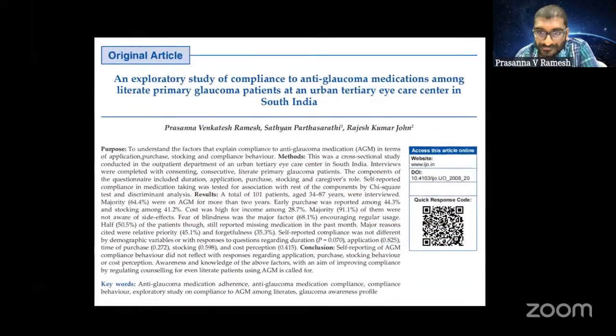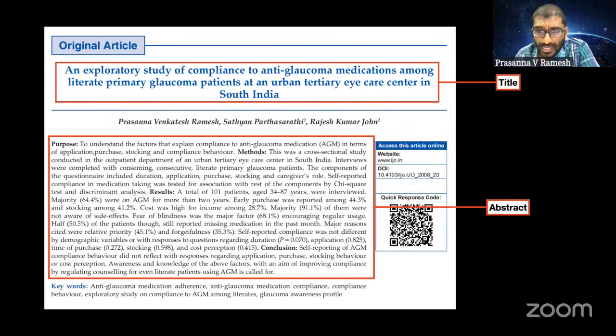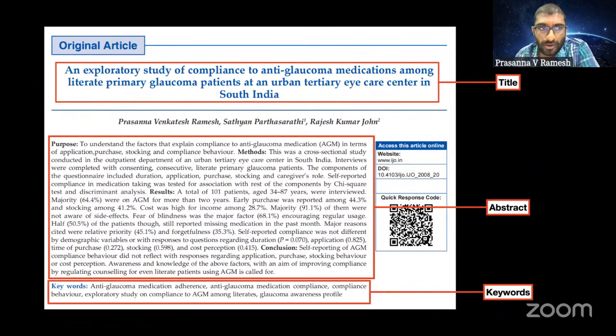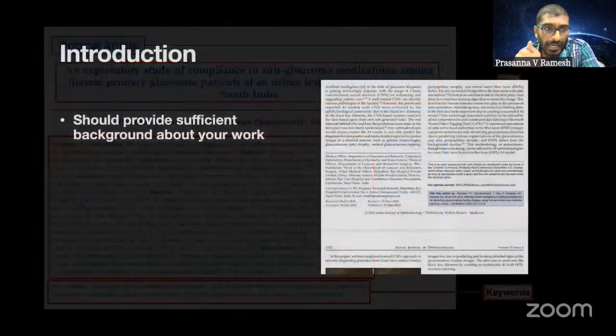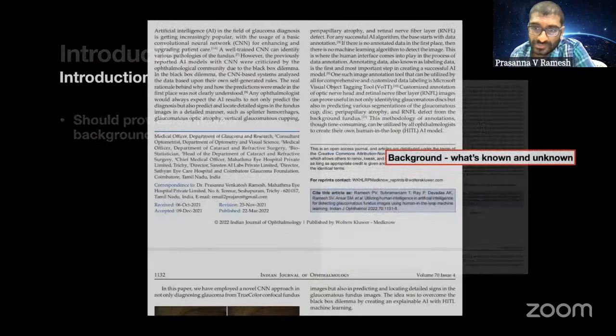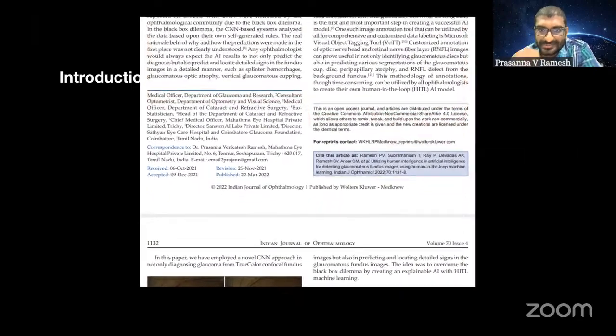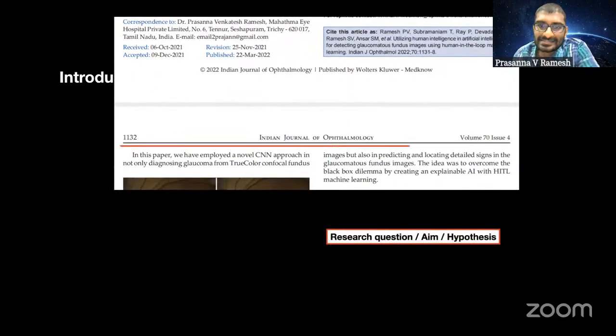And also make sure to have the title and the abstract, which are all the components that come in the abstract: title, abstract, and the keywords which we spoke about, and sufficient background about your work. In the introduction paragraph, which we saw in the IMRAD, background will be what's known and what's unknown, because we are going to set the introduction for the readers. So these are things that are known and these are the things that are unknown.